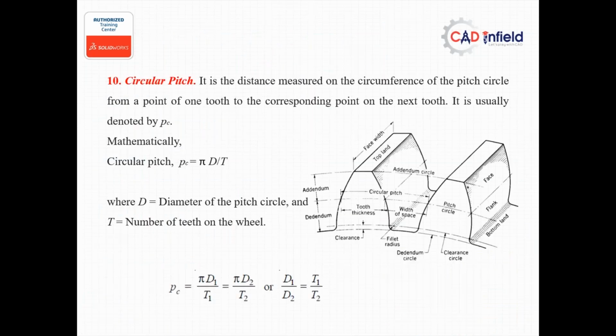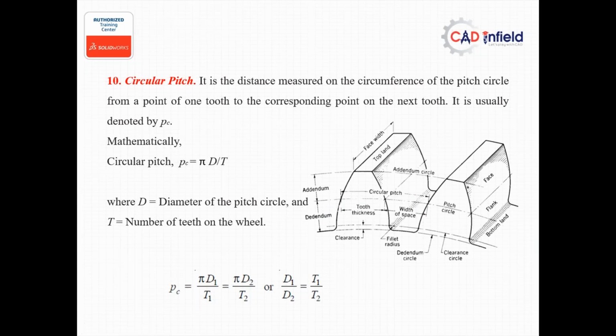This is the important one, circular pitch. Circular pitch is basically the distance between the first tooth, where it meets the pitch circle, to the next tooth. So that is the distance between these two. It's called the circular pitch, and this is basically a very important one.